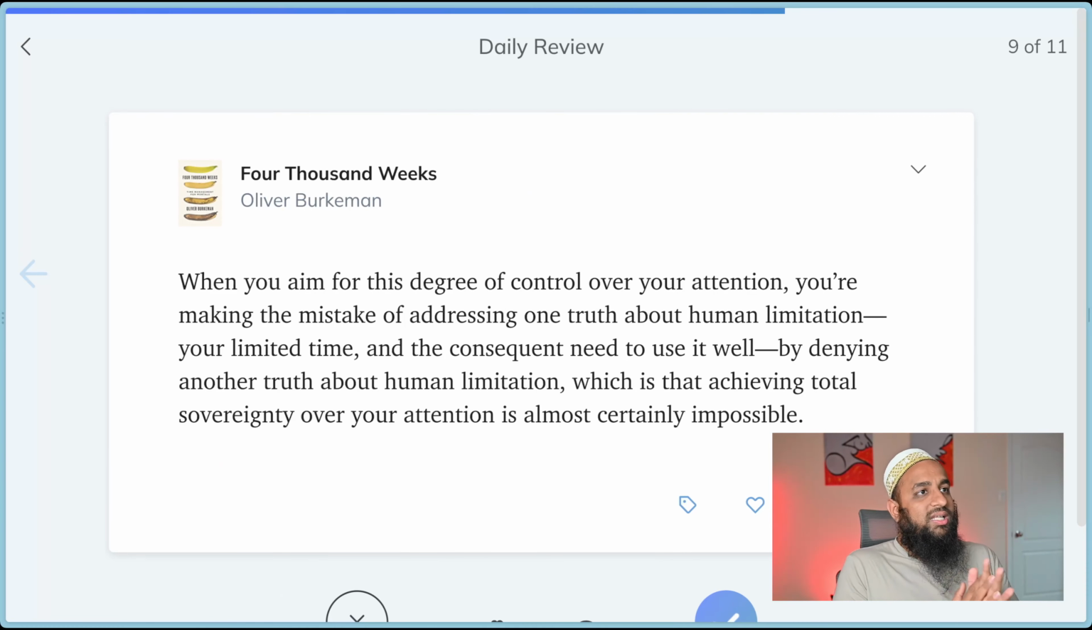So let's move on. This book called 4,000 Weeks, again, really nice book. I really enjoyed this one. It says, when you aim for this degree of control over your attention, you're making the mistake of addressing one truth about human limitation, your limited time, and the consequent need to use it well, by denying another truth about human limitation, which is that achieving total sovereignty over your attention is almost certainly impossible.